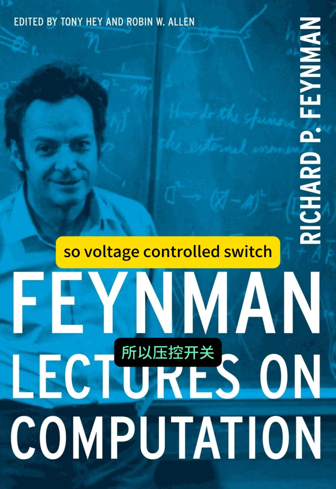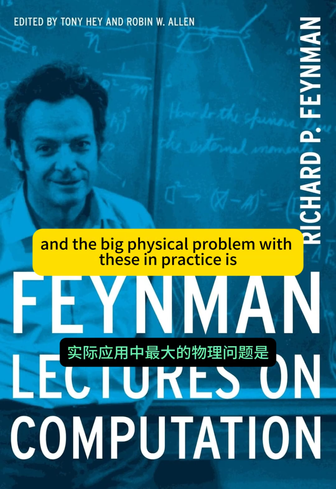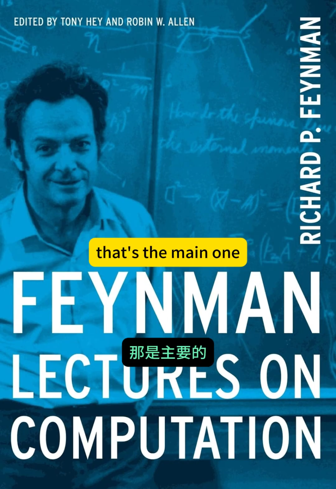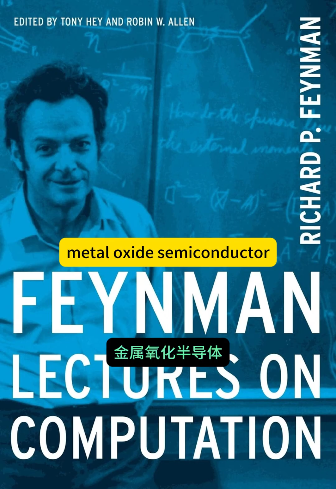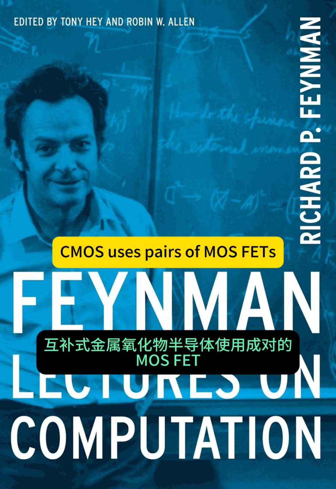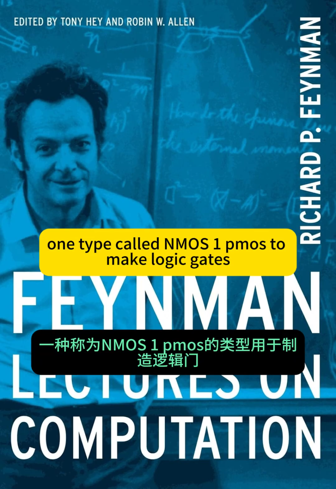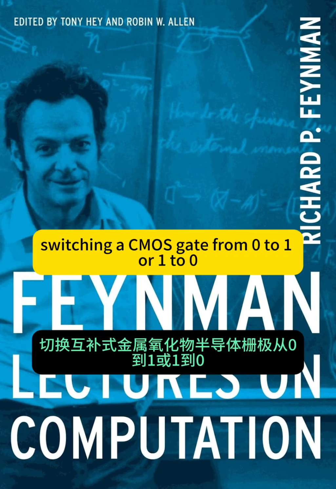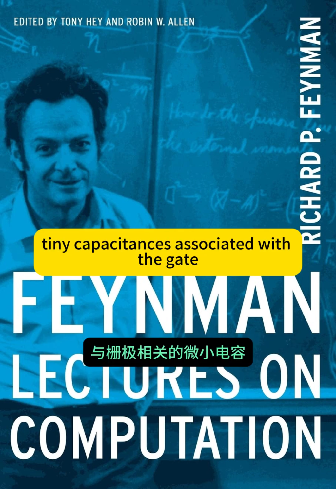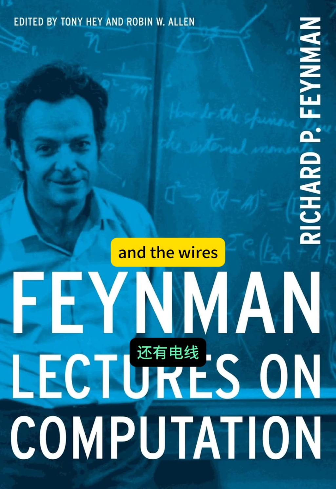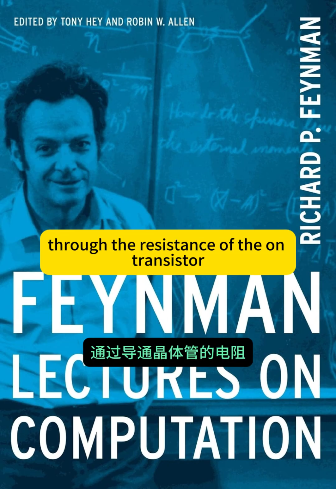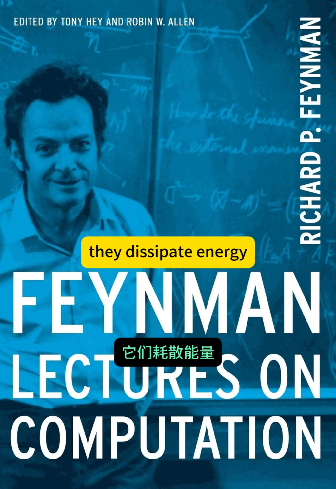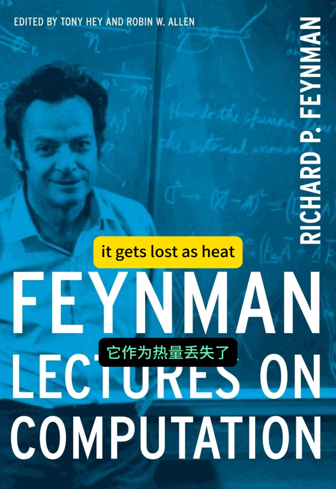It's a voltage-controlled switch. And the big physical problem with these in practice is energy and heat, like we said. That's the main one, especially with the dominant CMOS technology, complementary metal oxide semiconductor. CMOS uses pairs of MOSFETs, one type called NMOS, one PMOS, to make logic gates. Switching a CMOS gate from 0 to 1 or 1 to 0 involves charging or discharging tiny capacitances associated with the gate and the wires. And charging capacitors costs energy. It does. Every time you charge a capacitor C through the resistance of the on transistor by applying a voltage V, you dissipate energy, roughly proportional to CV². It gets lost as heat.